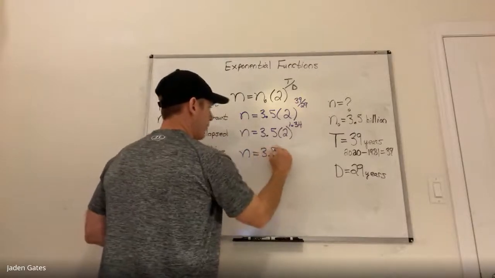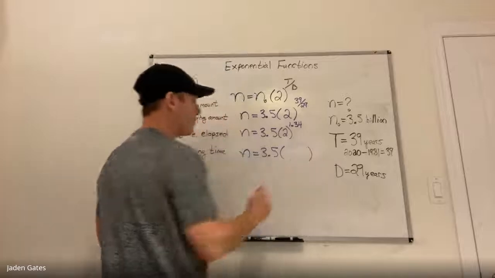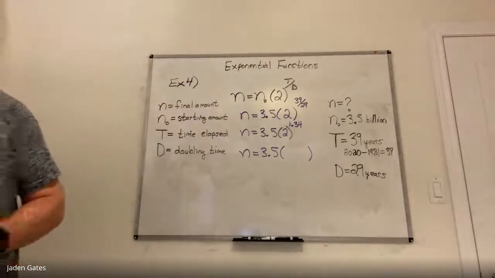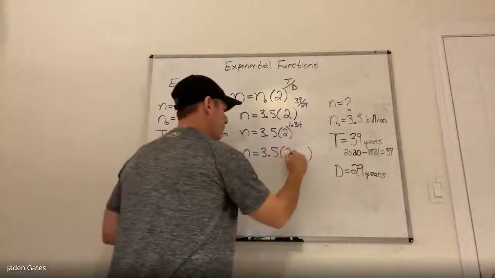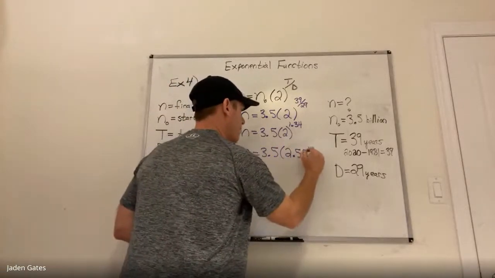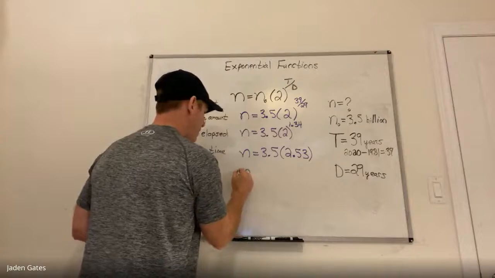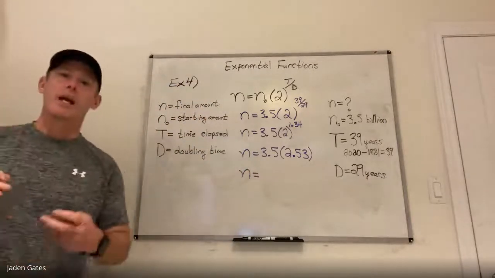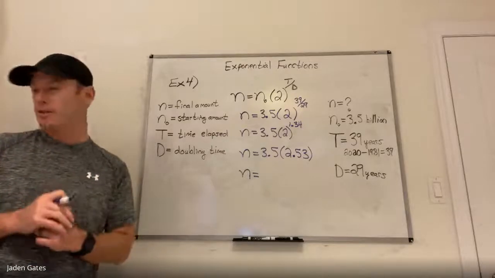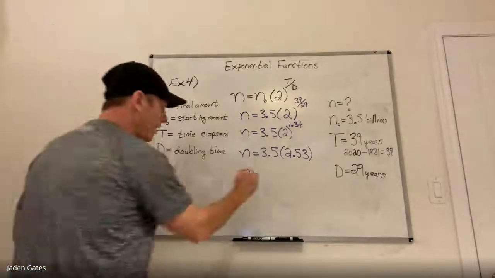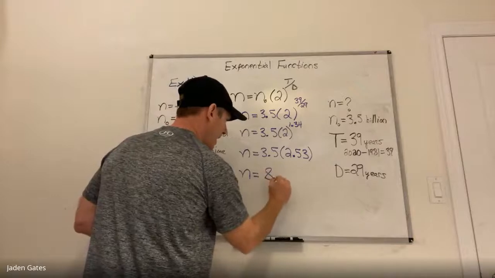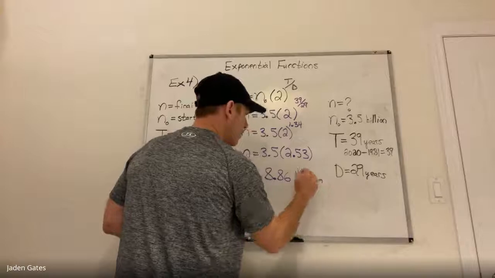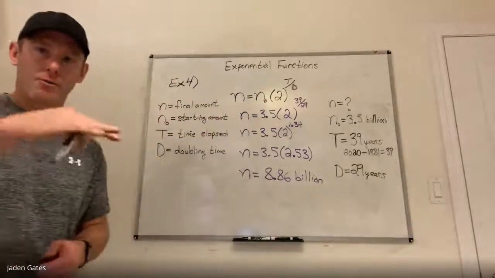Now again, simplifying, so I have 2 to the power of 1.34. Definitely going to need your calculator for that. And it ends up being 2.53. And then finally, I multiply those two numbers, and again, this is the population in billions, and I get 8.86 billion people are projected to be on the Earth right now.